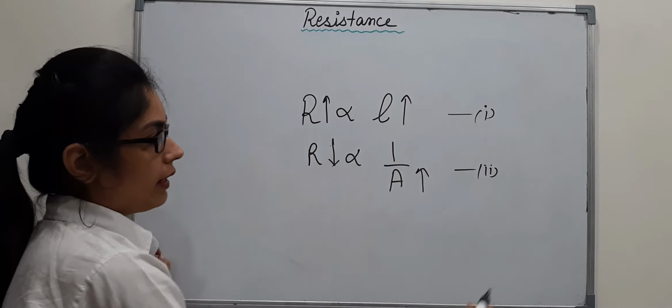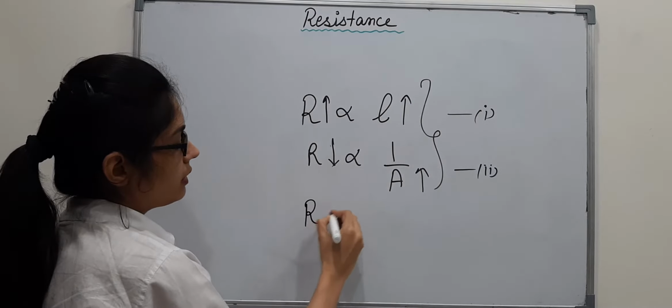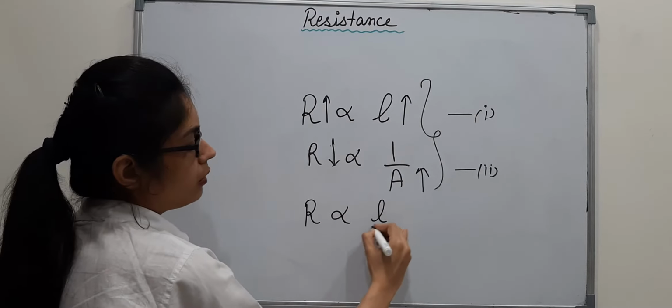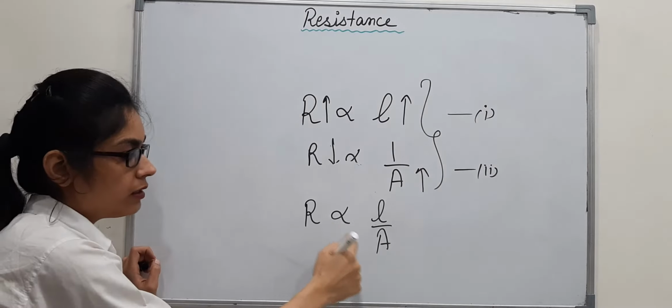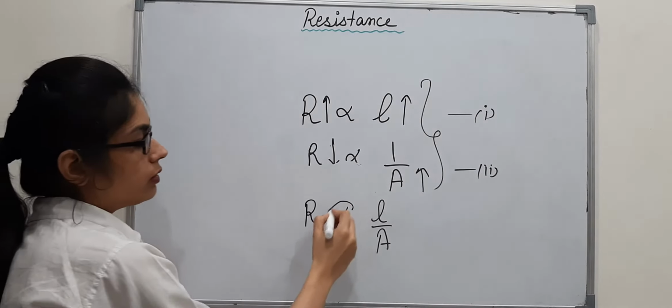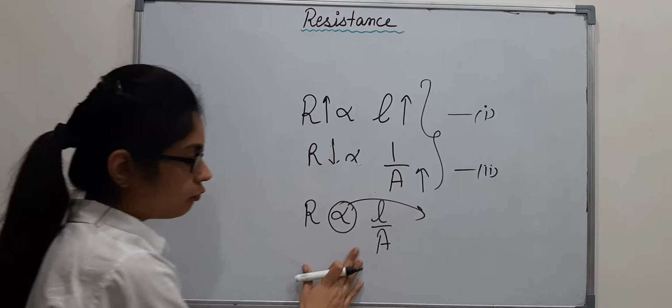So now from 1 and 2, in a single step we can write that resistance is directly proportional to L upon A. It is directly proportional to length and inversely proportional to area. Now this is a proportionality sign, so we have to remove it.